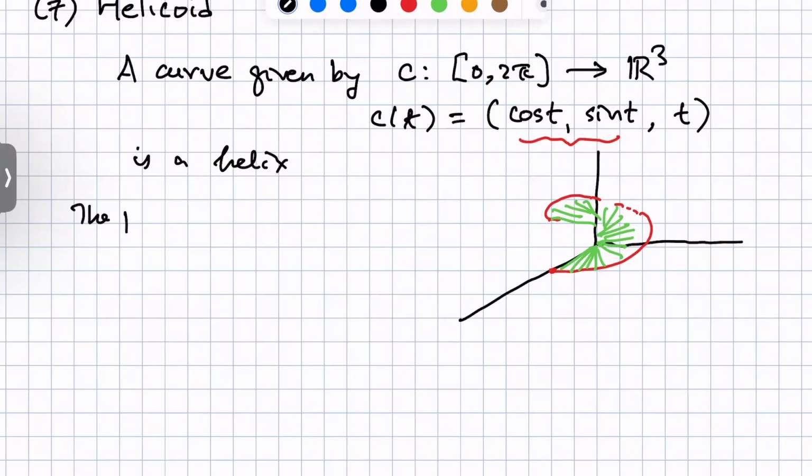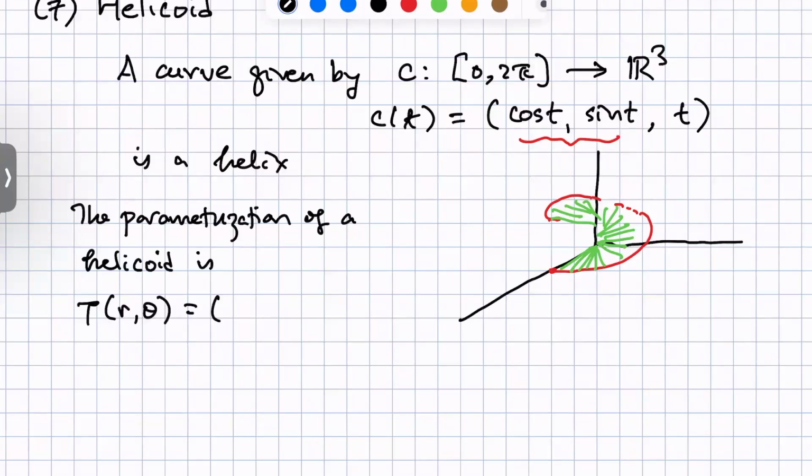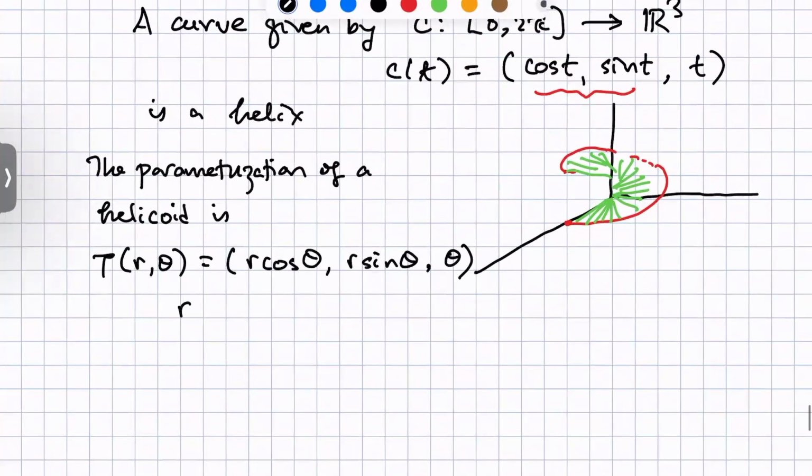Okay? The parametrization of a helicoid is T(r, theta). This is r cosine theta, r sine theta, and then just plain old theta. And r, say it goes from 0 to 1, and theta goes from 0 to 2 pi.